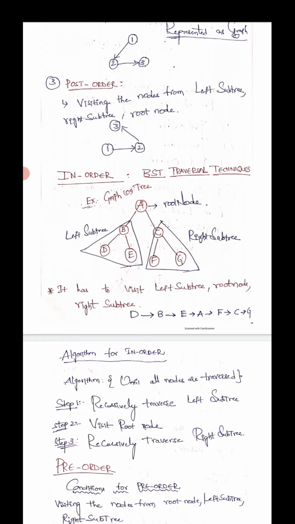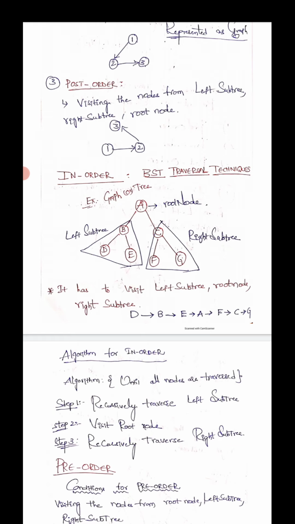First of all, in order, what is the meaning of in order? Visiting all the nodes from left subtree, root node, and right subtree. Looking at the left subtree, D is the left subtree, then the root node B, and then the right subtree E. Then we move to the root node A, and coming to the right side, the left subtree F, then root node C, and then right subtree G. This is the representation of the in order technique.